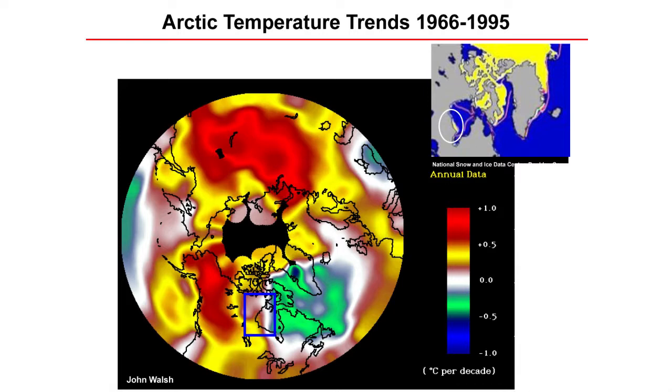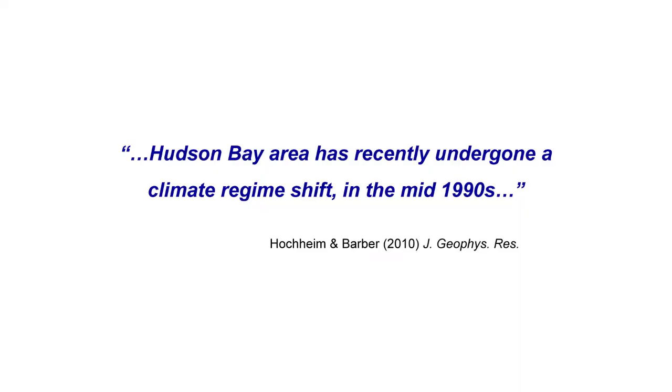And so if you looked at the climate record, this was an earlier paper from the 90s, from 1966 to 1995, and this was an early evidence of warming. The area around Hudson Bay was white here, essentially no change. Temperature hadn't really changed in this area. And then suddenly, particularly the scientists who were studying ice dynamics in Hudson Bay over decades began to see a sudden rapid change. And this is Hochheim and Barber in 2010. So Hudson Bay has recently undergone a climate regime shift in the mid-1990s. Something seems to happen here climatically in this region.